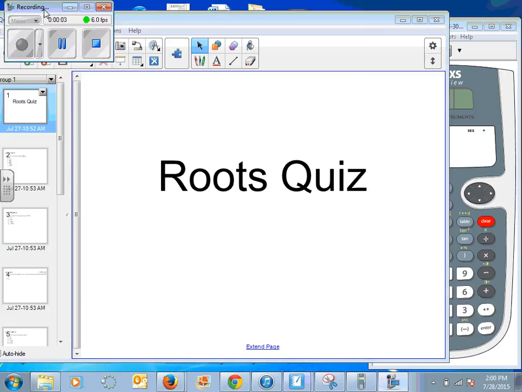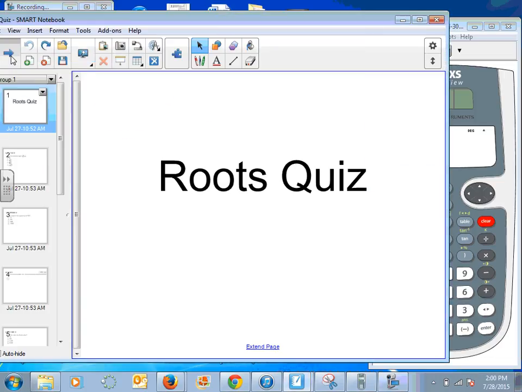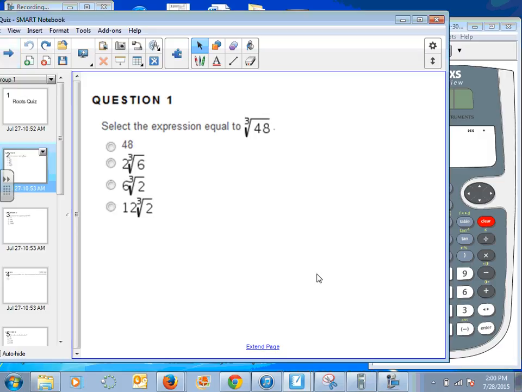Okay, here we go with the roots quiz. Select the expression equal to that thing there. Now, anytime you have that little 3 there, that means you have what's called a cube root. Cube root, okay, right there.